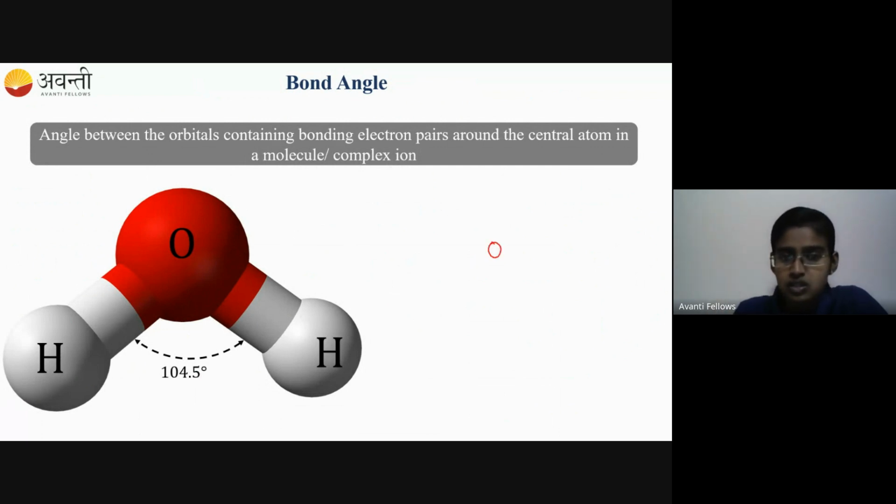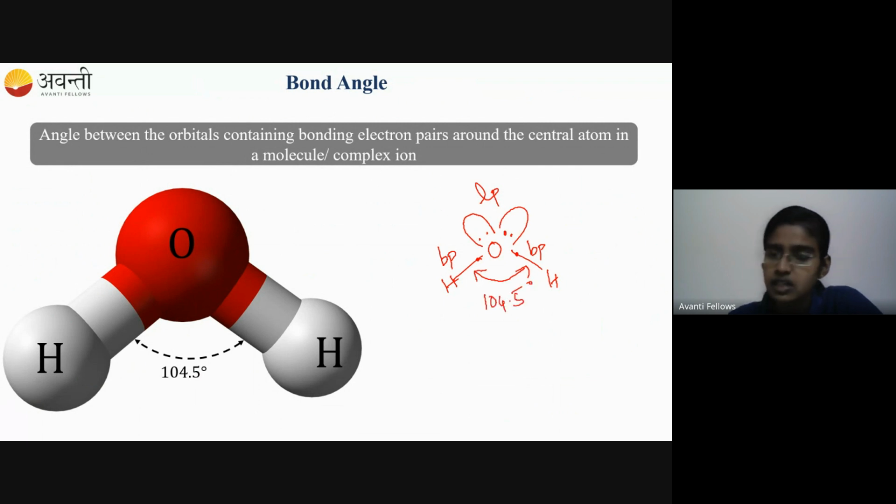So this is oxygen. These two are the bond pairs. Oxygen has 6 valence electrons. Among that 6, 2 have gone for bonding. The remaining 4 will be present as 2 lone pairs, right? So these two are the lone pairs and these two are the bond pairs. Now the angle that is created by this bond pair is called the bond angle. And for the water molecule, it is 104.5 degrees.